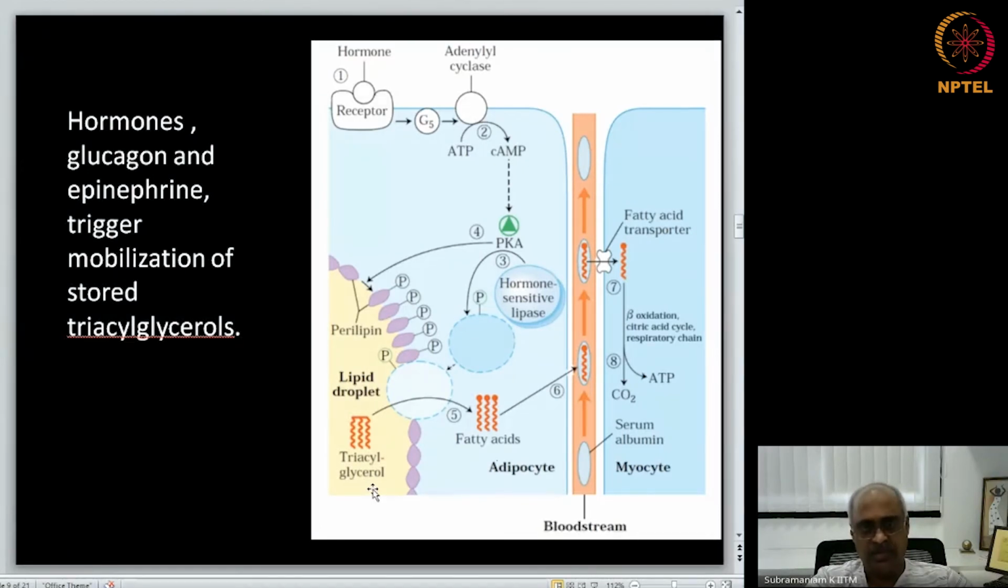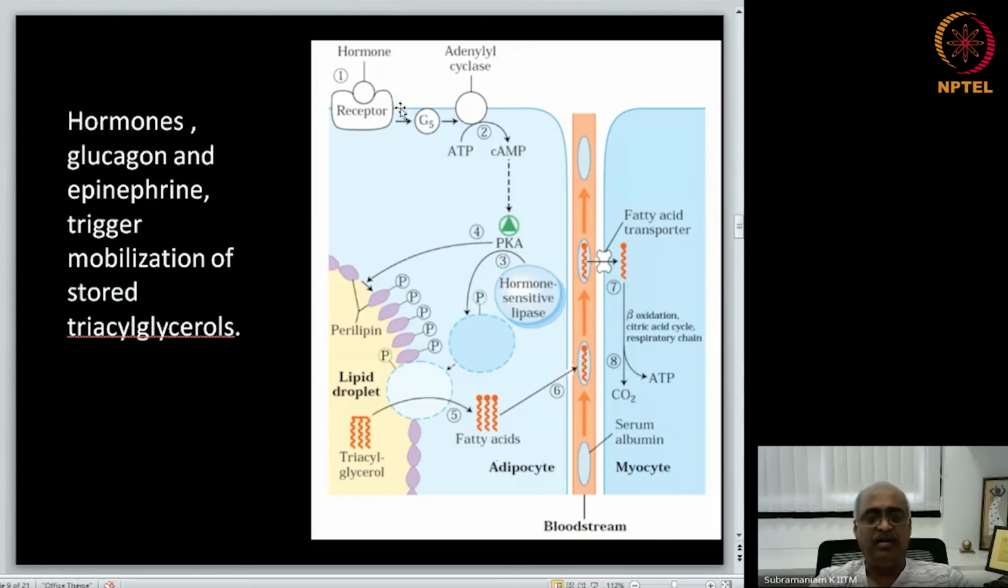In the adipocyte cytoplasm, the triacylglycerols all aggregate and form a droplet, and on the surface you have a phospholipid. In addition, in that outer layer you have this protein perilipin, and this perilipin is the one that prevents access for this lipase to the triacylglycerol. So as long as this perilipin is present, it is not going to allow this hormone-sensitive lipase to act on the triacylglycerols, and instead they will remain in the stored form.